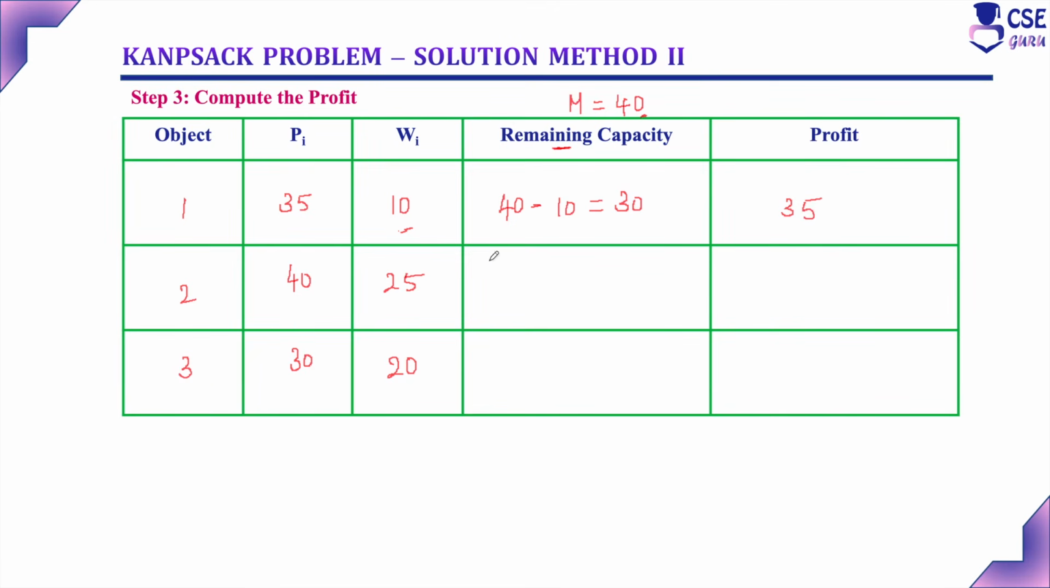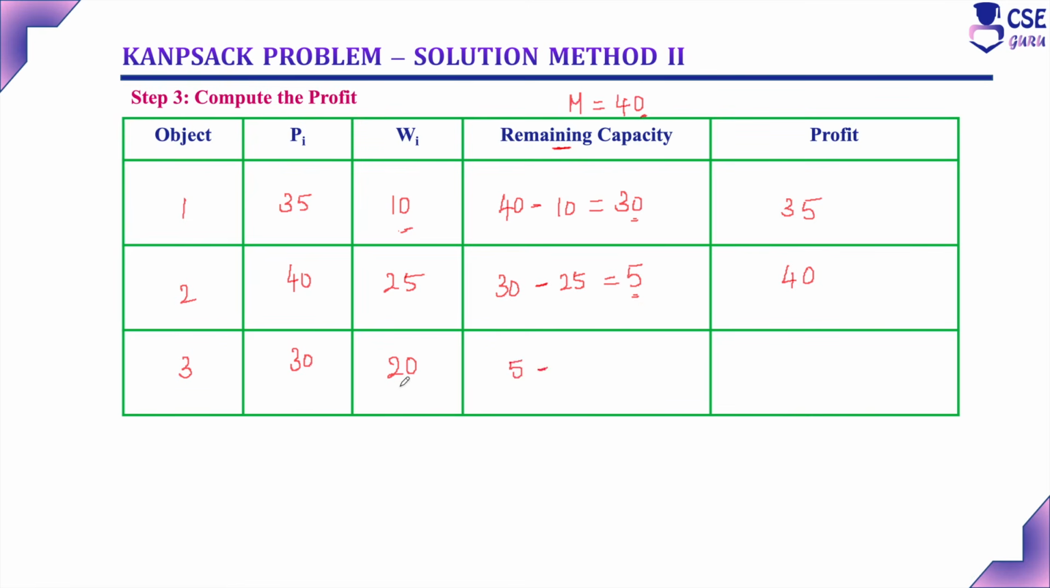For the second object, the remaining capacity is 30 and the weight of the second object is 25. So the remaining capacity will be 5. Here we are considering the complete object and placing it inside the knapsack, so we will earn the complete profit, 40.